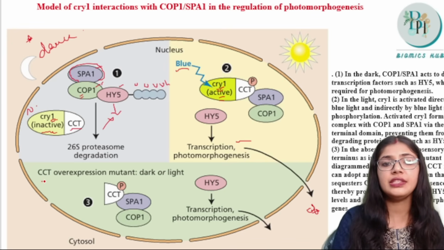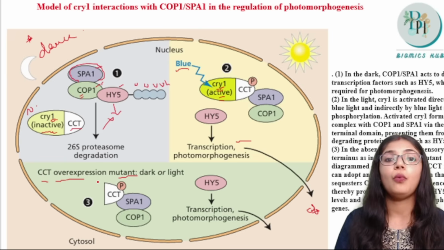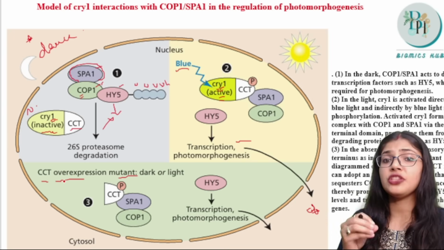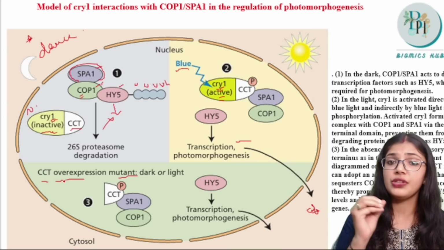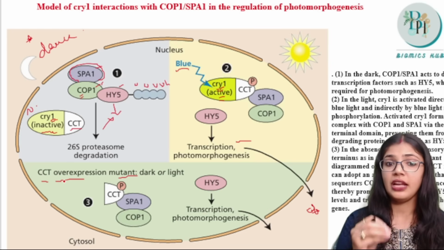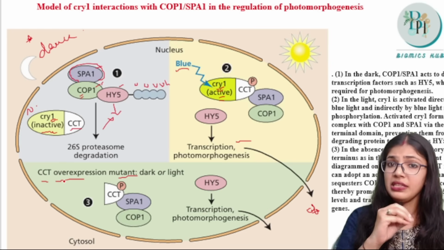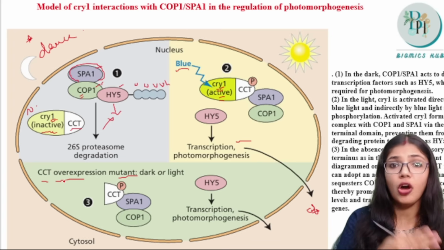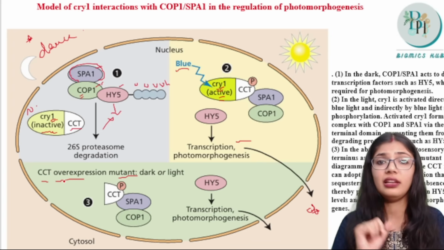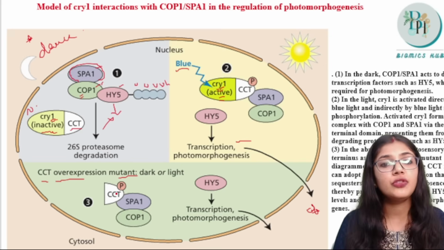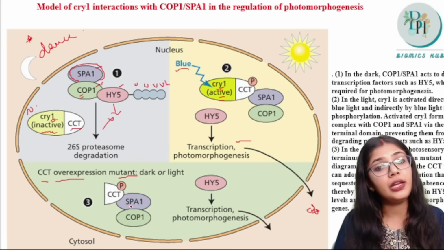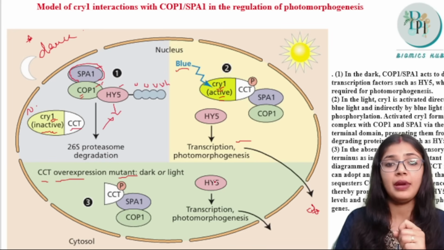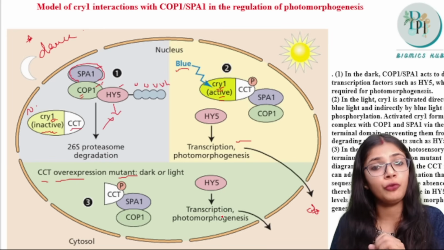Then the next condition is the CCT overexpression mutant. What happens if the CCT is overexpressed? CCT is overexpressed means the C-terminal end which is present, which is the response regulator, is phosphorylated. That means anytime it can express. It does not matter whether it is the dark condition or during the day. Okay, so as it is being phosphorylated here, it will catch the SPA1 and COP1 with it, and it will allow the HY5 to transcribe, due to which there will be photomorphogenesis.